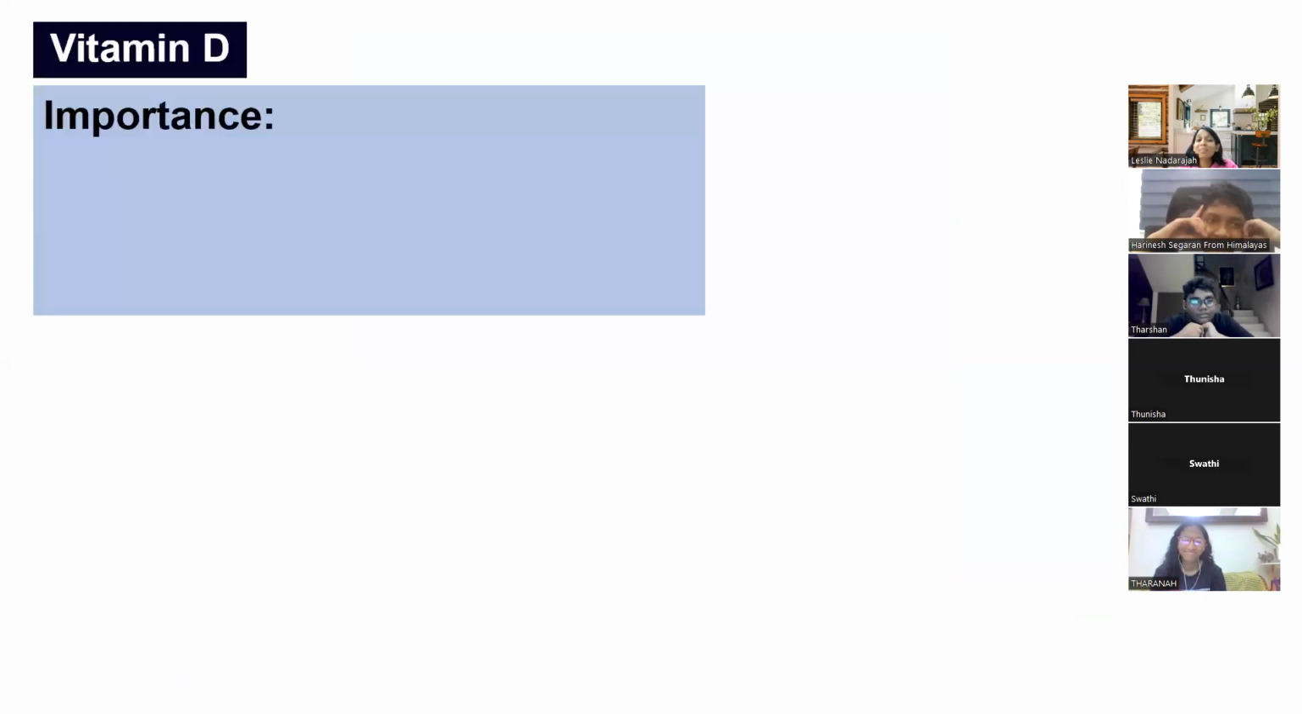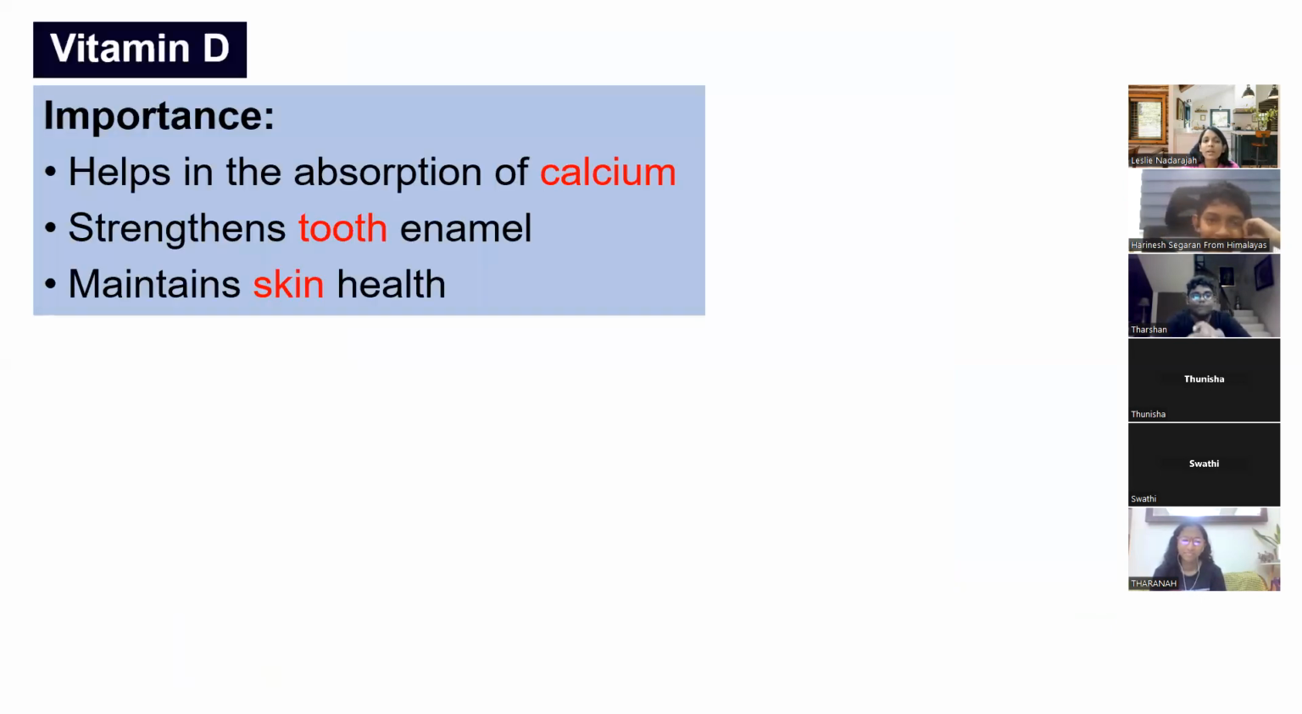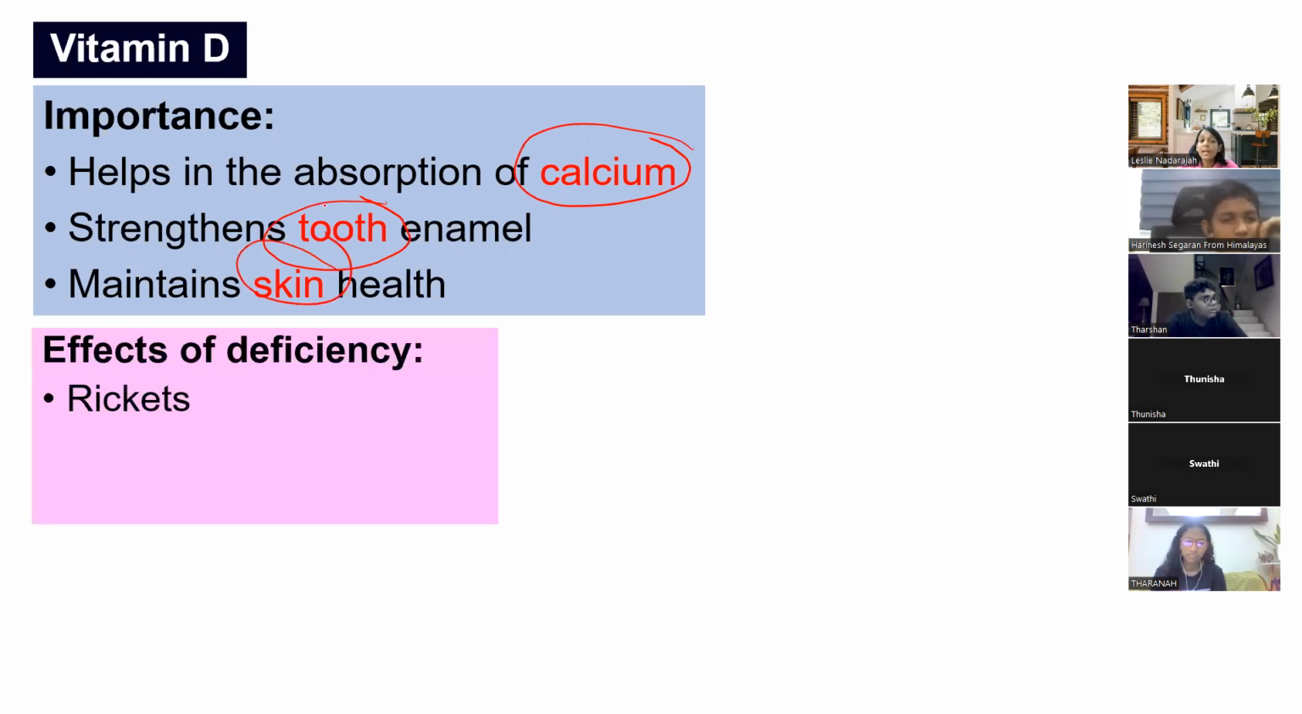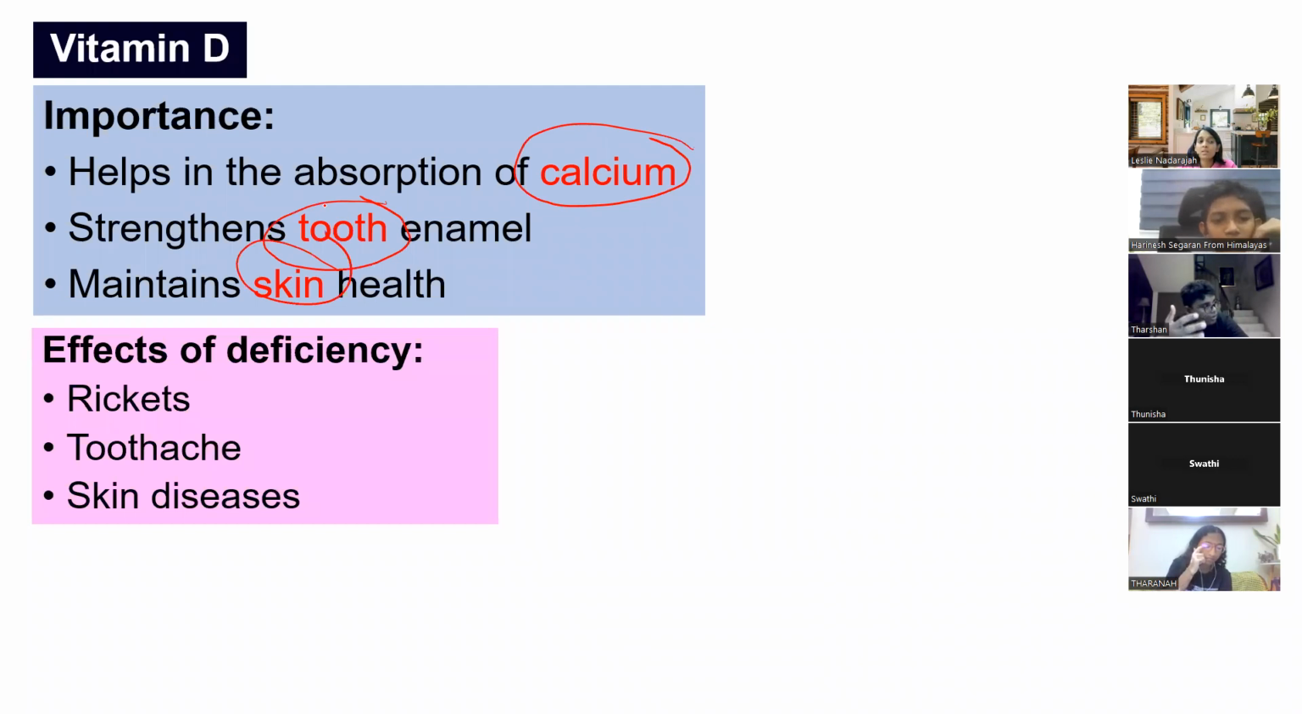Okay, vitamin D, also very important. If I don't have vitamin D, I cannot absorb the calcium. Calcium is good for your bones. Vitamin D will also strengthen your tooth enamel, your teeth. And vitamin D is also important for your skin. If I don't have enough vitamin D, I get rickets. I will show you shortly what rickets is, toothache, and skin diseases.